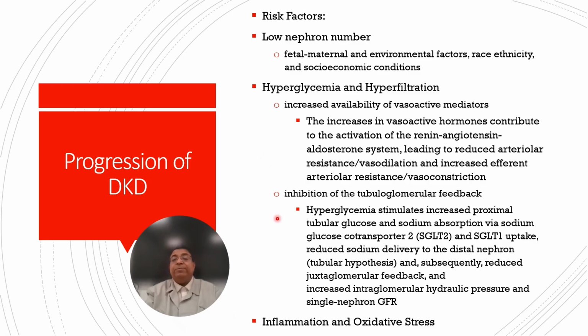Hyperglycemia stimulates increased proximal tubular glucose and sodium absorption via SGLT2 and SGLT1 uptake, reduced sodium delivery to the distal nephron, and subsequently reduced juxtaglomerular feedback and increased intraglomerular hydraulic pressure in single nephron GFR. And inflammation and oxidative stress is a big risk factor, not only in diabetic nephropathy, but likely in all glomerular nephritides, but certainly in diabetic nephropathy as well.